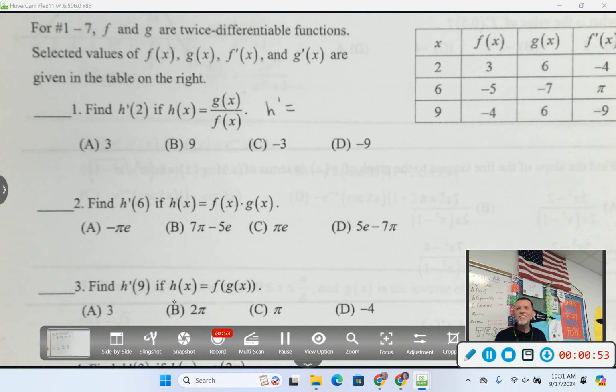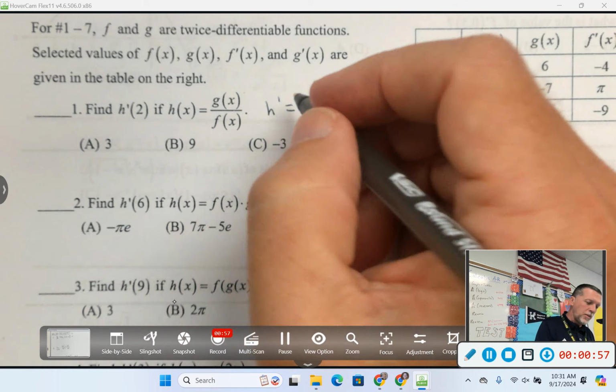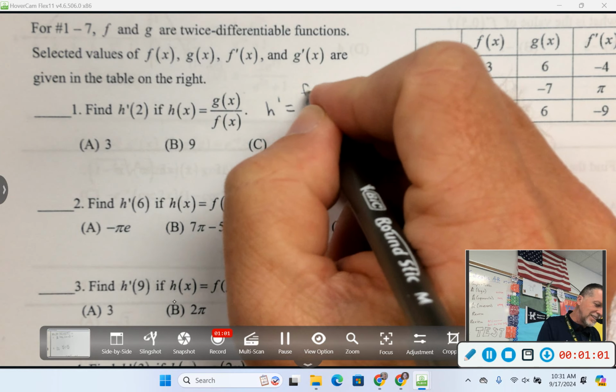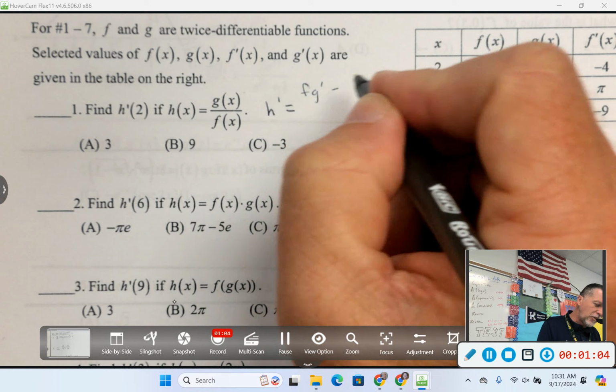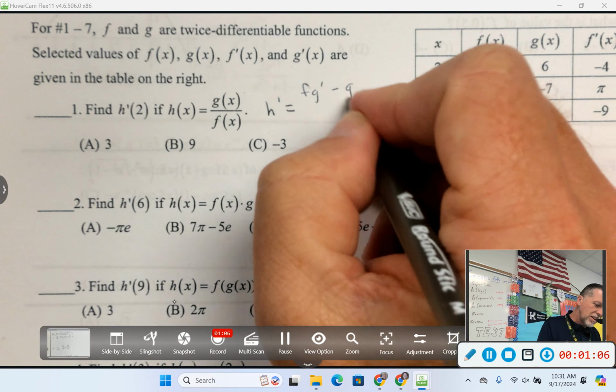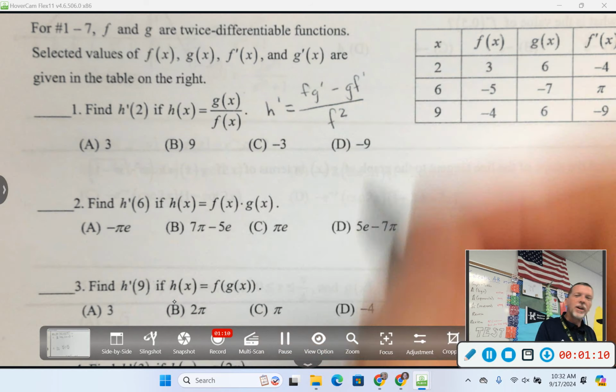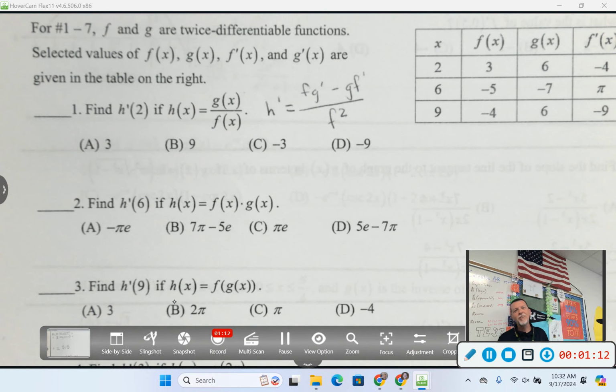They flipped F and G. So you got to be careful. It's not GF prime anymore. It's, I hate to even write it. For this problem, it's FG prime all over F squared. That feels terrible to even write that, because that's not right. Things are backwards for this problem.